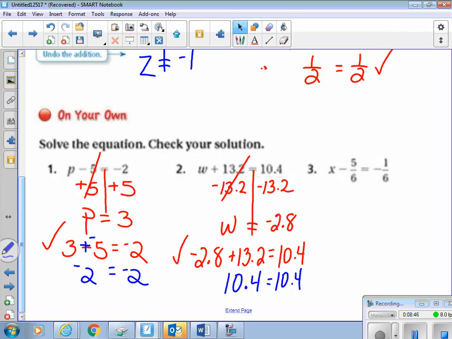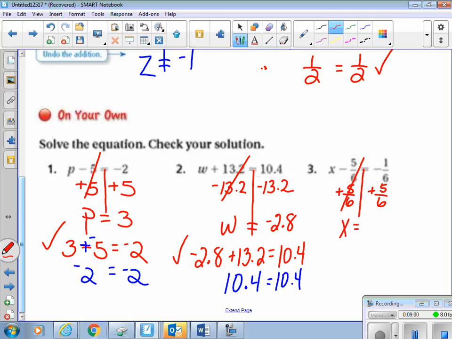In number 3, x minus 5/6 equals negative 1/6. I want to get rid of a minus 5/6. The inverse would be to add 5/6 to both sides of the equation. Inverse operations cancel out, leaving me with my variable. A negative 1/6 plus 5/6. You're actually subtracting because your signs are different and taking the higher absolute value, which would be positive, and it's going to be positive 2/3 for that one.